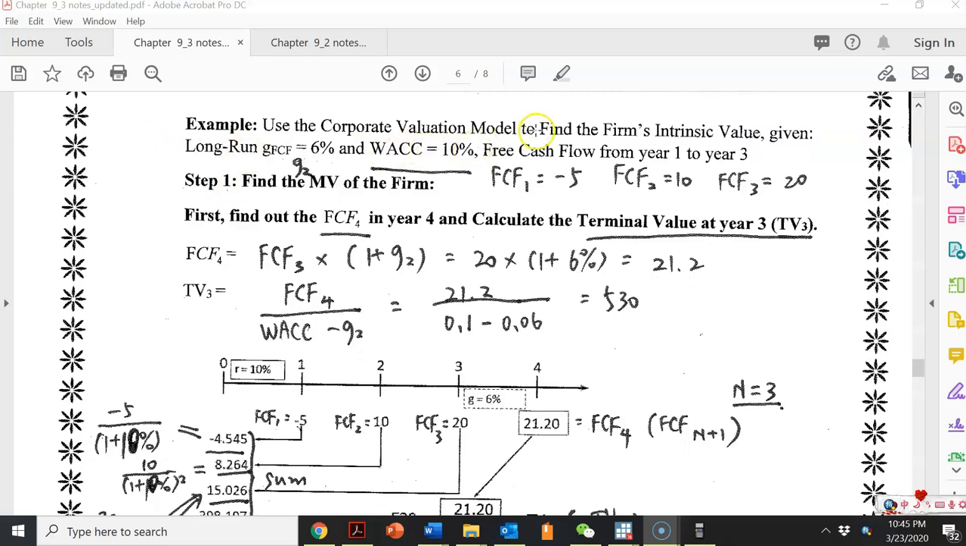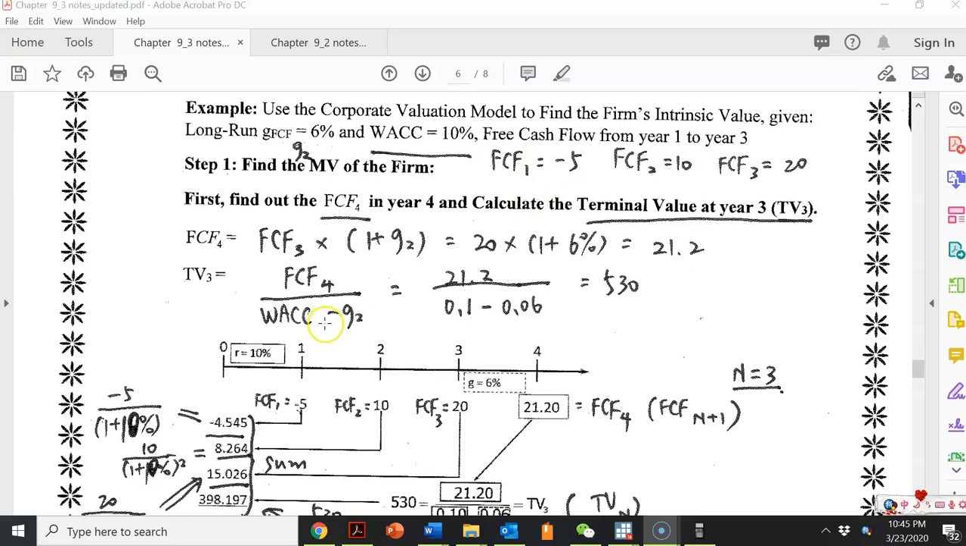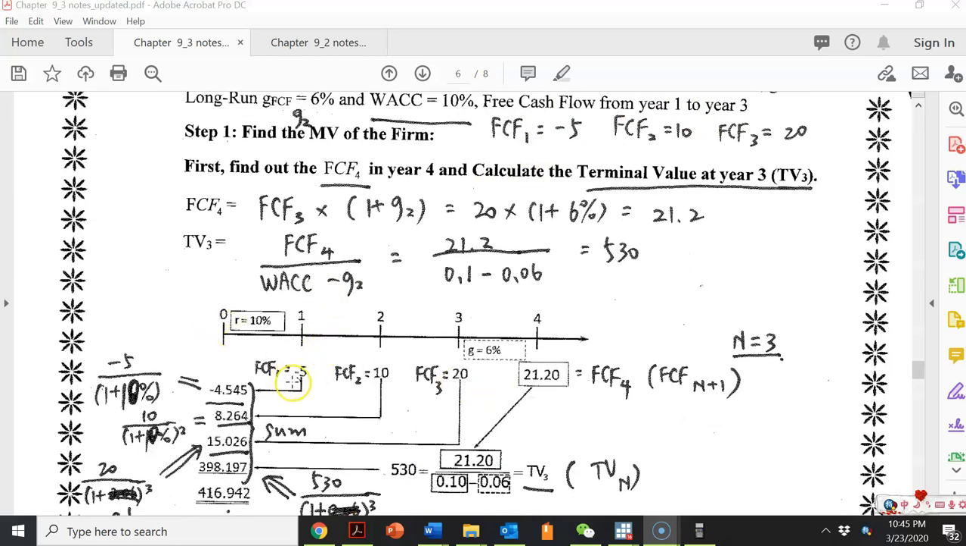Using the corporate valuation model to find the firm's intrinsic value, given the long run growth rate of free cash flow is 6%, G2 is 6%, and WACC is 10%. And we know free cash flow 1, 2, 3. Okay, so it is given on the timeline here that free cash flow 1 is -5, free cash flow 2 is 10, free cash flow 3 is 20, WACC is 10%, and G2 is 6%.